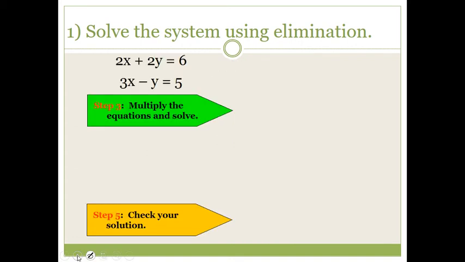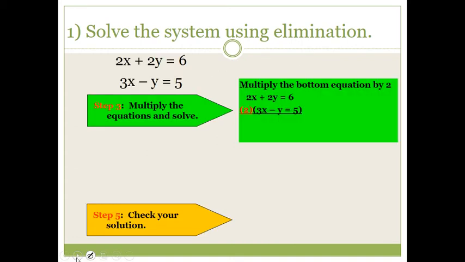So let's go ahead and do that. So I'm going to multiply the bottom equation by 2. Now notice that we have equal and opposite coefficients. I did nothing to the top equation. Notice I just copied it. I just wrote it down. And I rewrote the second equation after I multiplied it by 2. And I multiplied every term by 2. Right, so that's how we got 6x minus 2y equals 10.